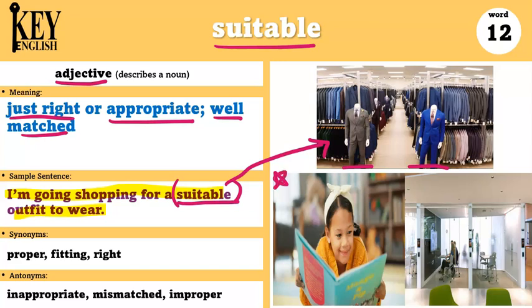Another example would be, the book was suitable for her reading level. It means this book is correct for her level. It's not too difficult and it's not too easy. It's perfect. Or I could say, this room is suitable for a quiet study group. It's the perfect place that you can go if you want to study in a small group of people. That is suitable. Synonyms are proper, fitting, and right. Antonyms are inappropriate, mismatched, or improper.